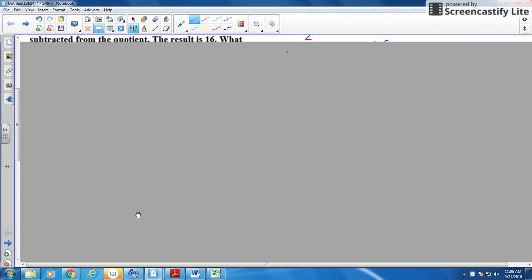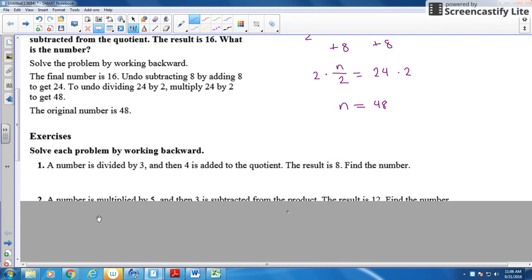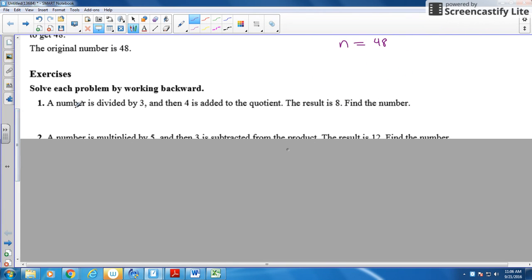Let me cover up those answers here for a second. So let's try it with this one. A number gets divided by 3, then 4 is added to the quotient, and the result is 8. You could put it in equation form like I did up there, but I'm just going to work it backwards. So if our result was 8, I'm going to undo adding 4 by subtracting 4. And that gives me 4. Then I'm going to undo divided by 3 by multiplying by 3, since those are inverse operations. And I get that the original number is 12.